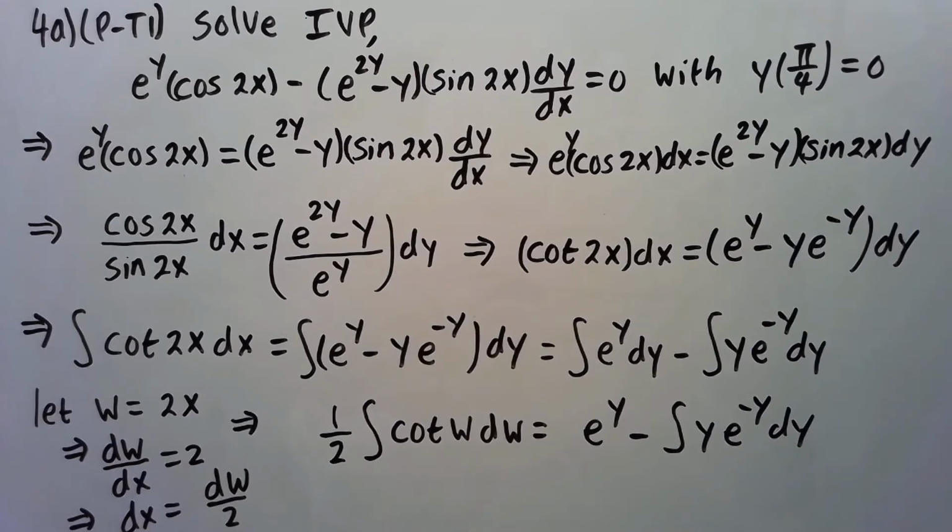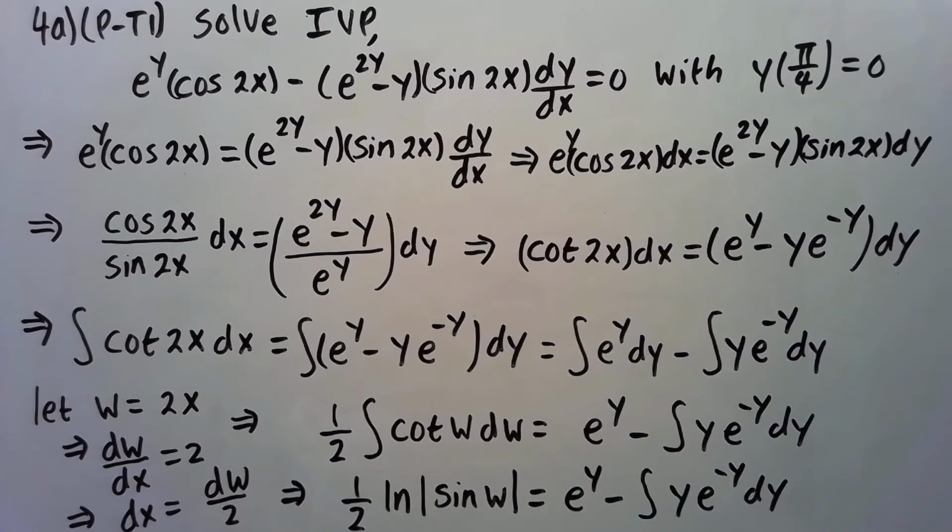So let me write it here. We'll have 1/2 ln of the absolute value of sine of w equals e to the y minus the integral of y e to the negative y dy. Okay, so I'm out of space here. So let me erase a few things and we'll continue.